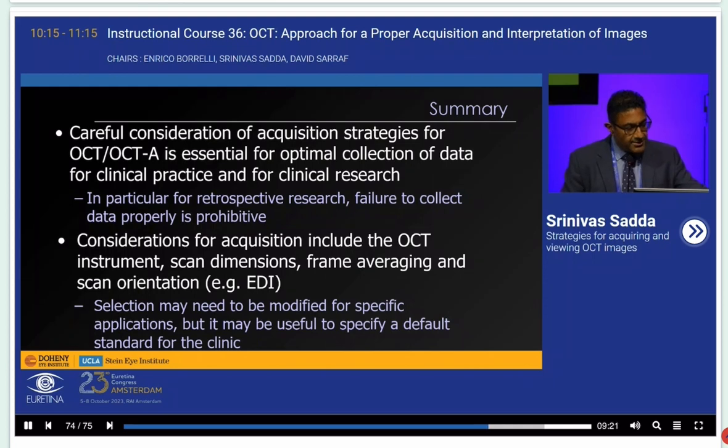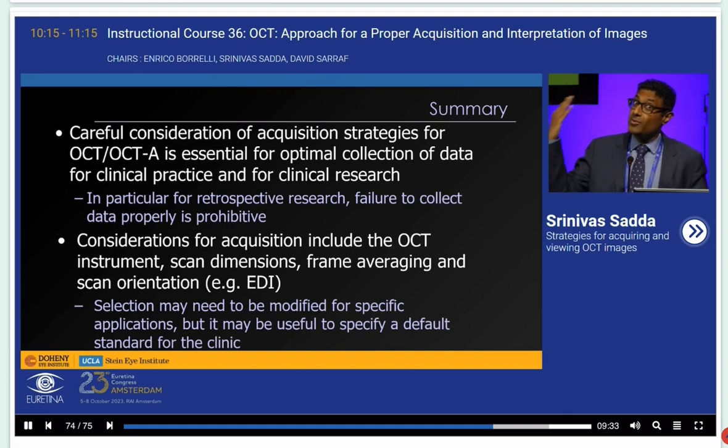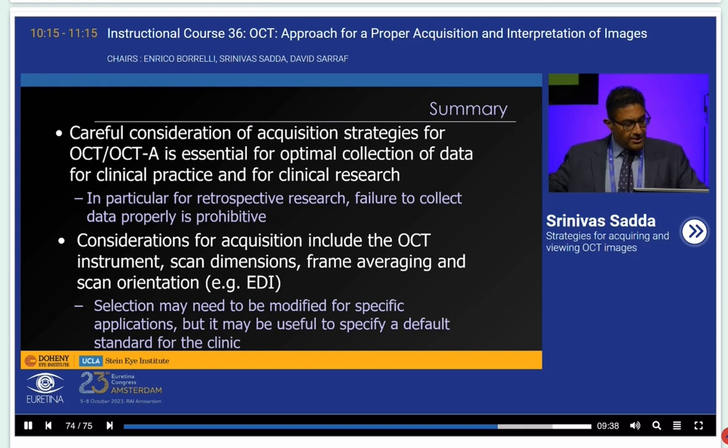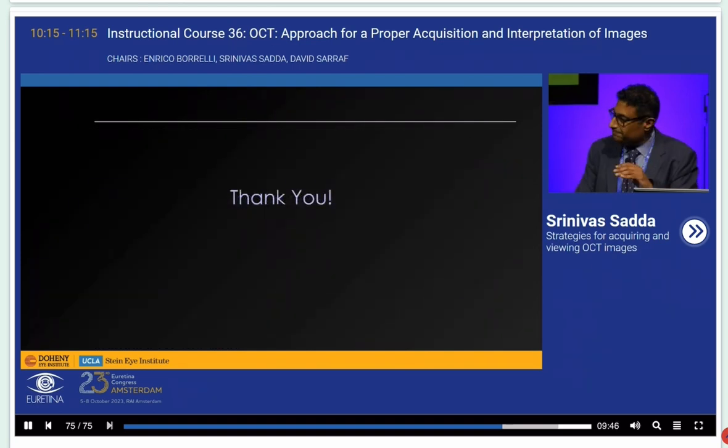So to summarize, I think acquisition strategies, thinking about them is quite important in order to collect your data appropriately for both clinical practice and clinical research. Especially if you're planning on doing retrospective research, you'll really regret it if you didn't think about the protocols that your practice is using, and even consider doing these additional acquisitions like EDI and the like to make sure that you are getting the data that you need for future use. Thanks very much.